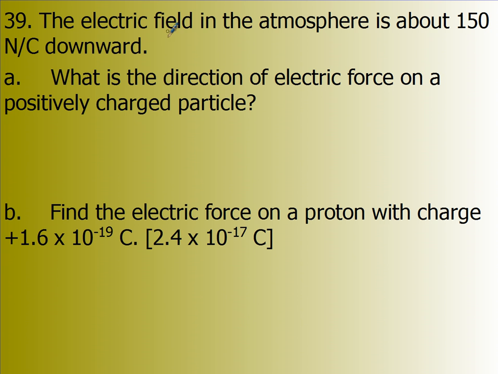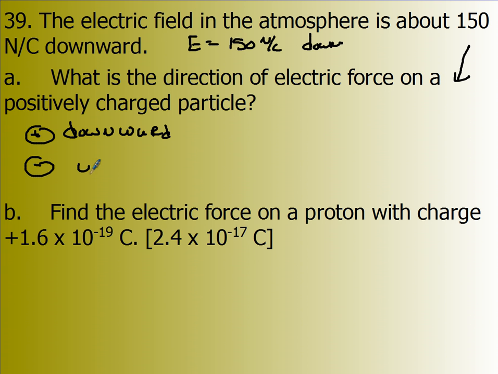Now, if the electric field in the atmosphere is 150 newtons per coulomb downward, so E is 150 newtons per coulomb, and that's downward. What's the direction of the electric force on a positively charged particle? Well, of course, a force is always in the direction it would push a positive particle, so it is also downward. Of course, if it was a negative charge, it would be upward.